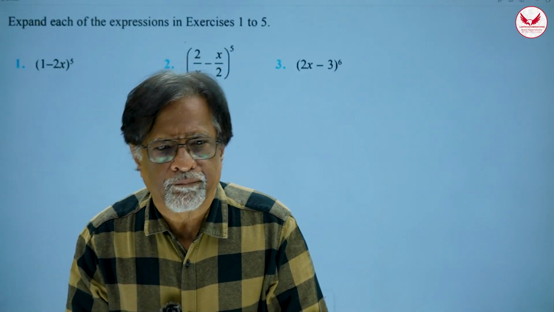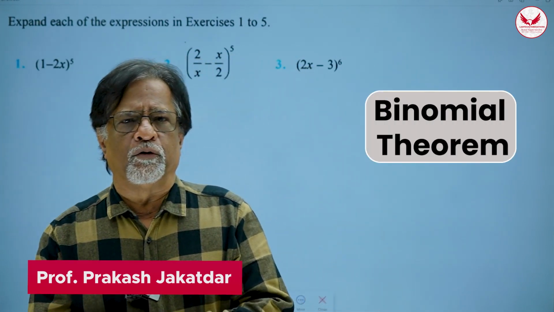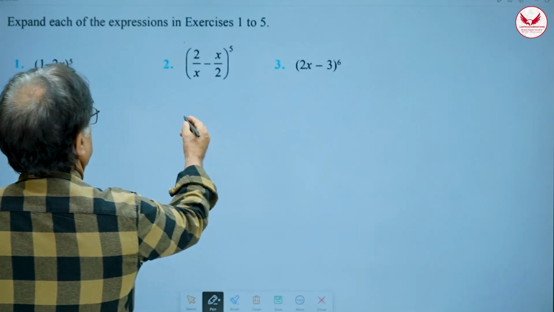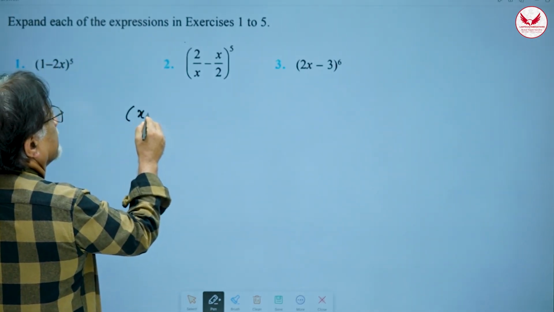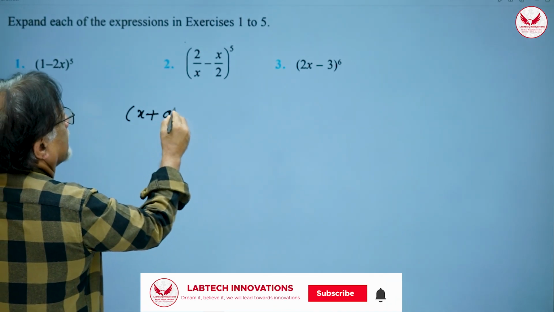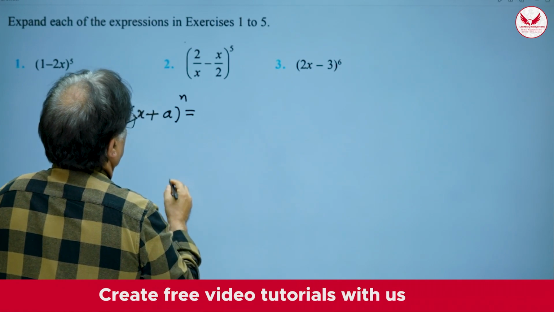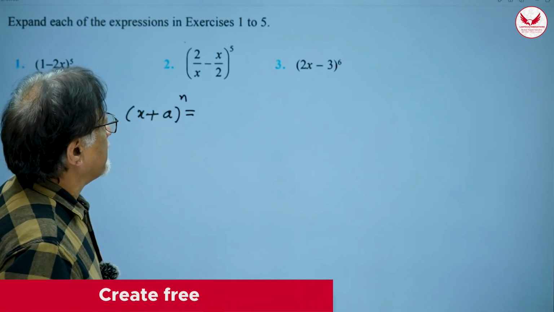Hello students. In my last lecture I introduced the binomial theorem to you. I will revise a few points. What we did last time was simply this. We found a way of expanding the bracket (x + a) raised to n. It is called the binomial theorem because there are two terms here and they have to be expanded to the nth power.